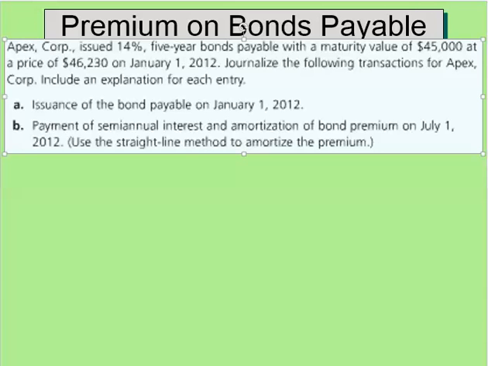Let's look at an example that looks at premium on bonds payable here. It says Apex Corp issued 14% 5-year bonds payable with a maturity value of $45,000 at a price of $46,230 on January 1st, 2012. Journalize the following transactions.